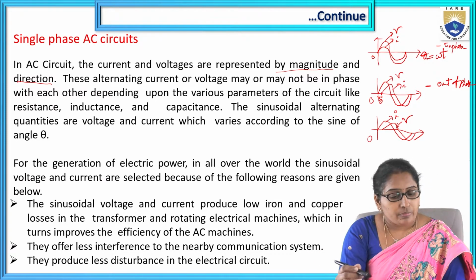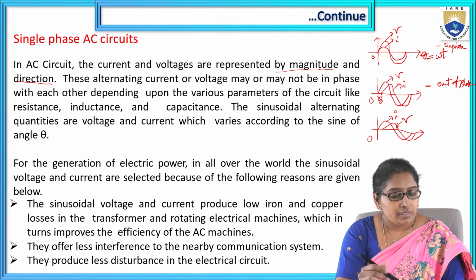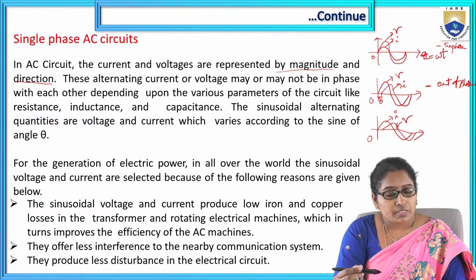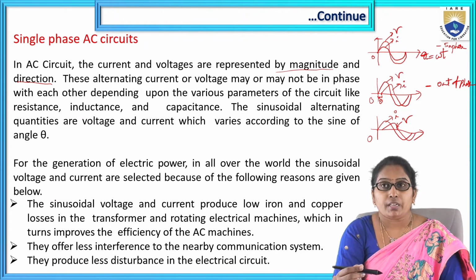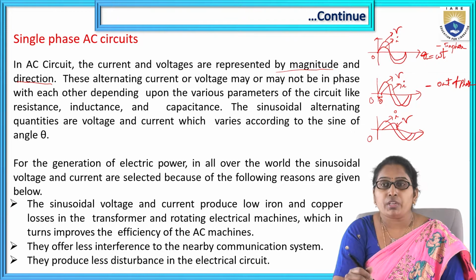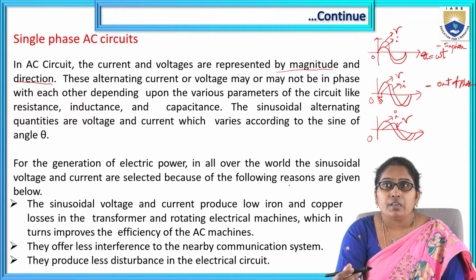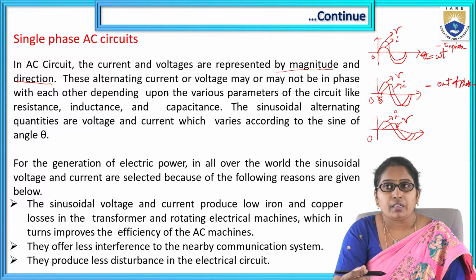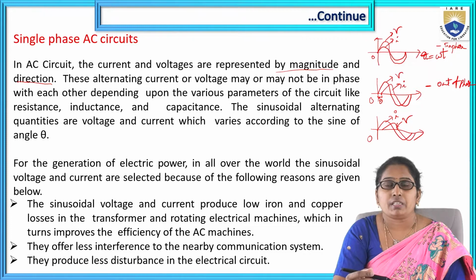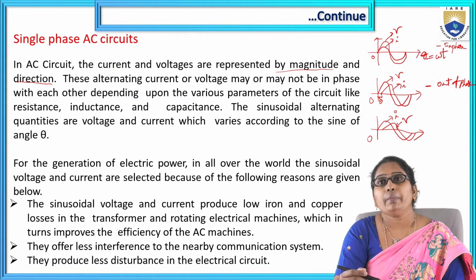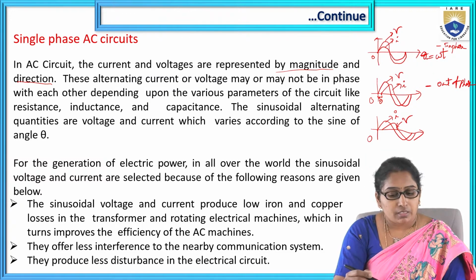Now a general point: for the generation of electrical power all over the world, sinusoidal voltage and current are selected, that is, AC supply, not DC. Why? Because of the following reasons. They mentioned three points.